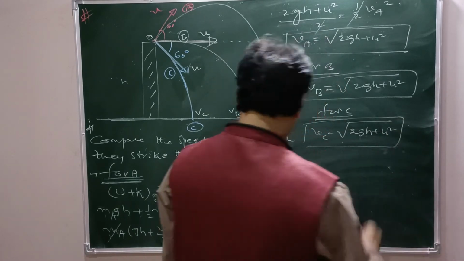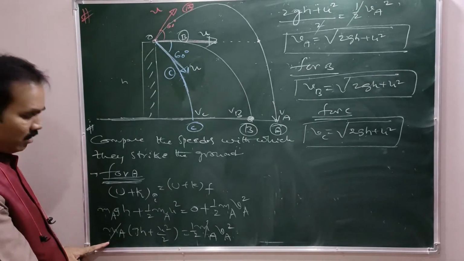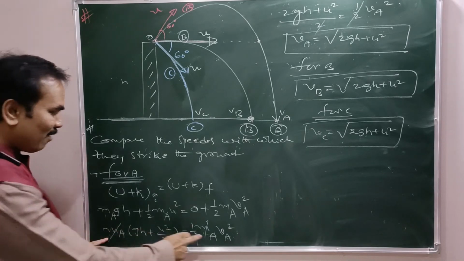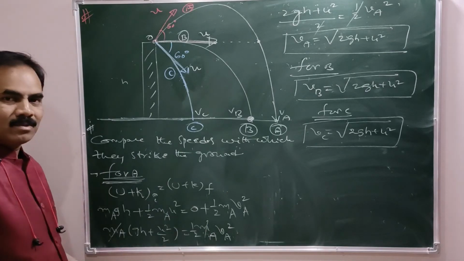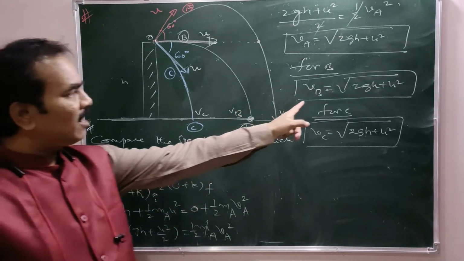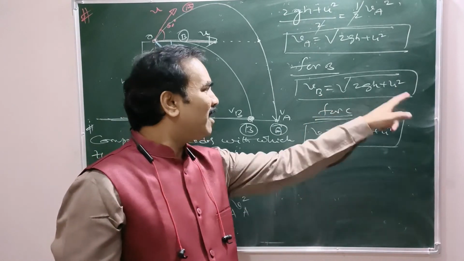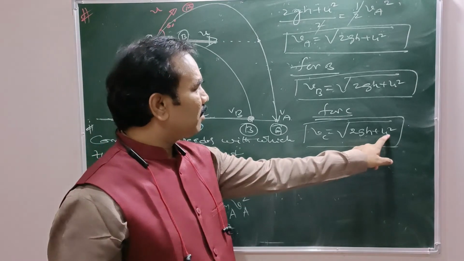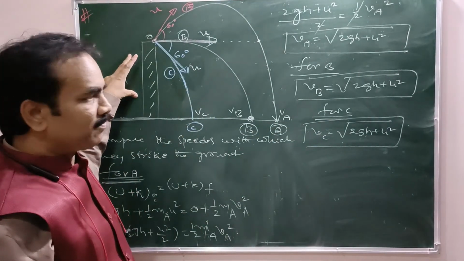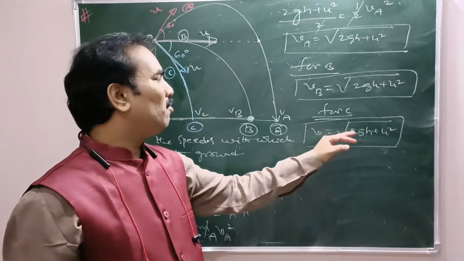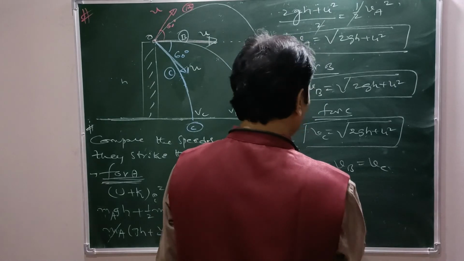Why? Because here mass will be cancelled on both sides for every projectile. If it is the first projectile, mA; if it is the second projectile, mB; if it is the third projectile, mC, cancel. The expression is independent of mass. The speed with which they strike the ground is independent of mass. The initial speed U remains the same for all the projectiles. The height of the tower is also the same. g at the same place is constant. Therefore VA equal to VB equal to VC.